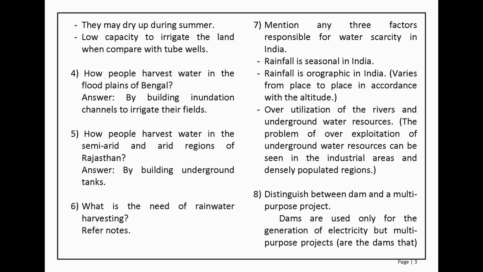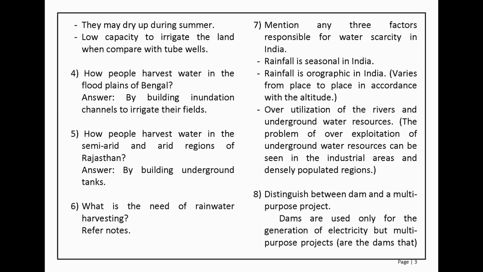How people harvest water in the semi-arid and arid regions of Rajasthan. Answer, by building underground tanks. What is the need of rainwater harvesting? Refer notes. Mention any 3 factors responsible for water scarcity in India.